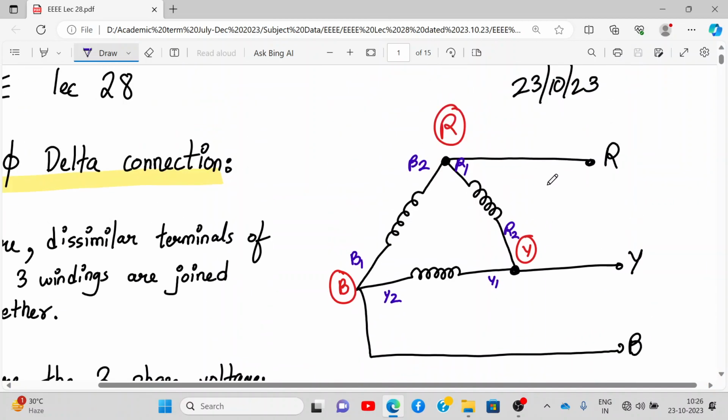From now on, if I write R Y B three-phase supply, it can be delta or star. If it is a delta connected load, I'll connect a delta connected supply. Are you understanding? And if it is a star connected load, I'll connect a star connected supply.